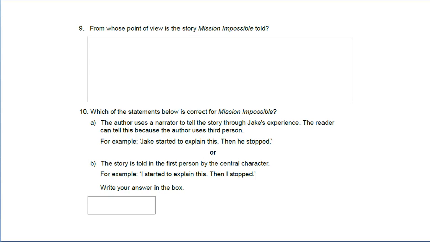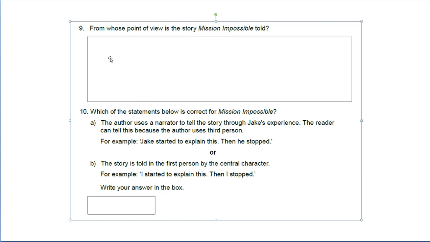So from whose point of view is the story Mission Impossible told? It's not your point of view. It is through the eyes of Jake. Okay, Jake's point of view. So you can write in number 9 there, or you don't have to, but Jake's point of view. Mission Impossible is told through Jake's point of view.